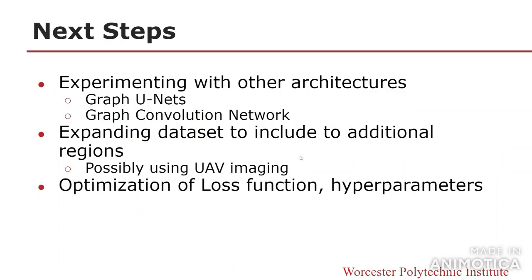So some next steps would be experimenting with other architectures, such as graph U-Nets or graph convolution networks. Expanding the dataset to include additional regions could also improve accuracy, possibly done by incorporating UAV imaging into the dataset as well. And then optimization of the loss function and hyperparameters could also improve accuracy.